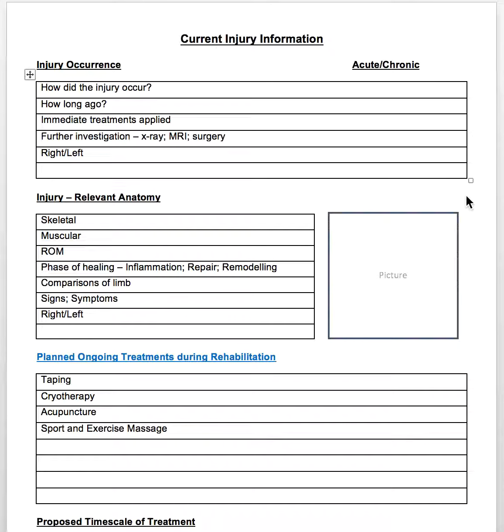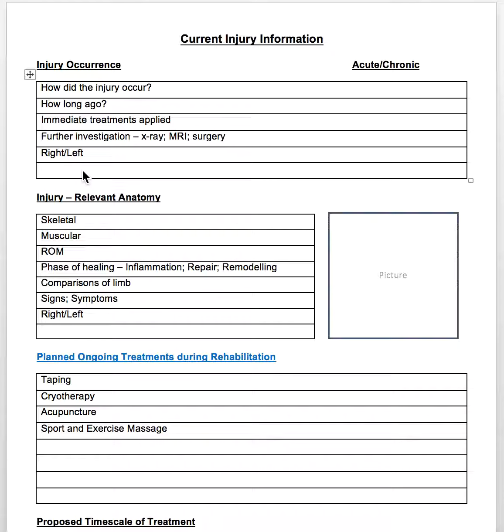The next section of your rehabilitation portfolio is detailing your athlete's current injury information. So here, what I've done is just put some supporting notes in here in terms of things you need to think about. This section here, it's important that we don't bullet point. We actually clearly describe the injury occurrence.